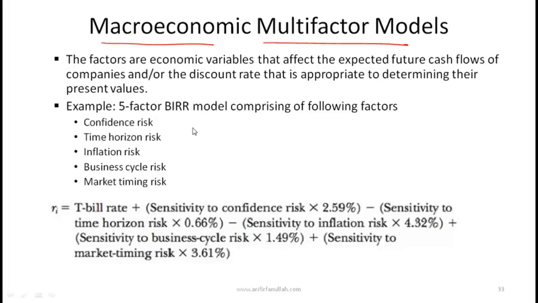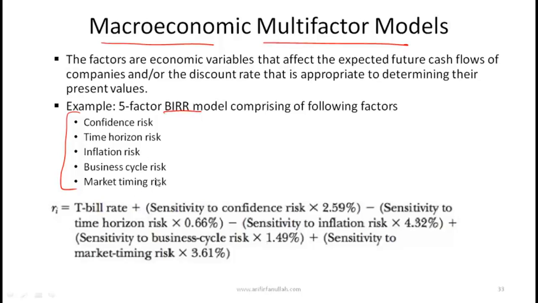The one example that is given in the curriculum is the BIRR model, named after the people who came up with it. In this model, there are 5 factors. I don't think you really need to memorize this model. You just need to know that there is such a thing as macroeconomic multi-factor models, and this is one example. Just to give you a rough sense, this particular 5-factor model is based on items such as confidence risk, time horizon risk, and so on.